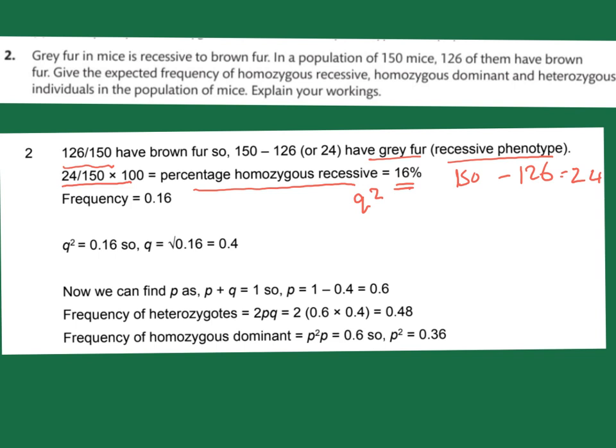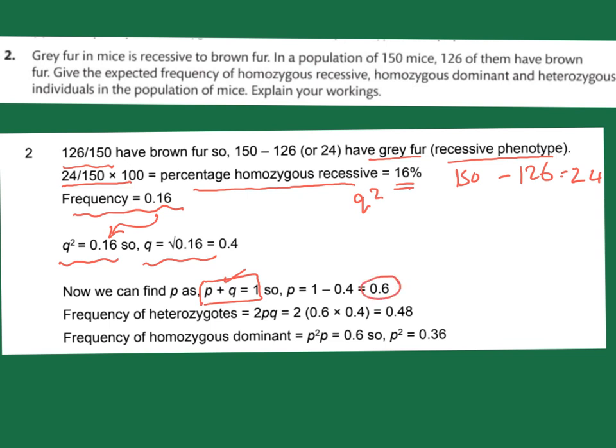So in order to get the frequency, you should divide by 100. So 16 over 100 will equal 0.16. We said this is the value of q squared. Then you will find the value of q by square rooting it. It's 0.4. Then apply the equation p plus q equals 1. If you know q, you can get the value of p: 1 minus 0.4 equals 0.6.